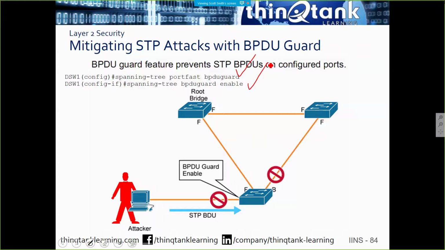If you enable BPDU guard globally, it only gets enabled on PortFast ports. That's why in the global configuration mode, the configuration command is tied to the PortFast command. So spanning-tree portfast bpduguard says any interface that's PortFast enabled will have this BPDU guard filter turned on.